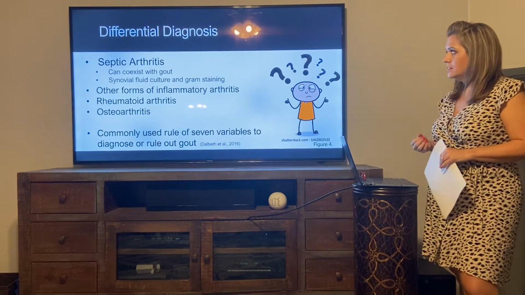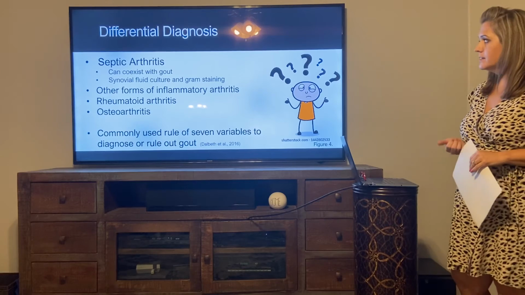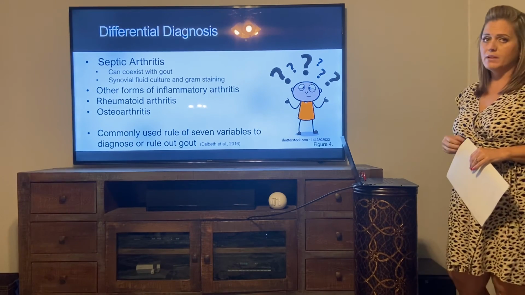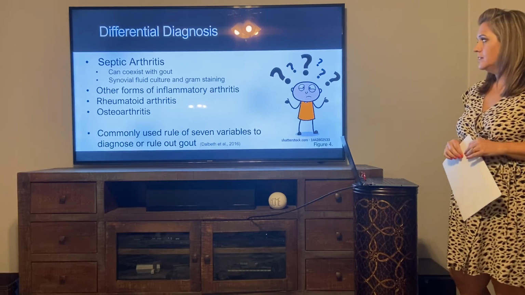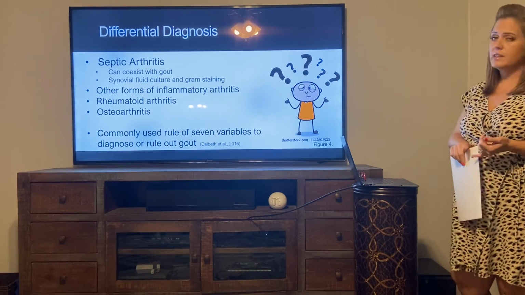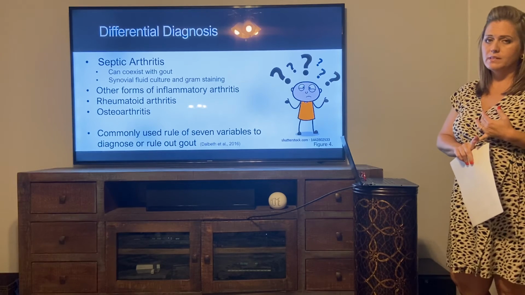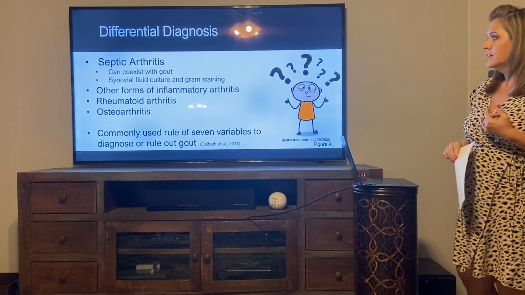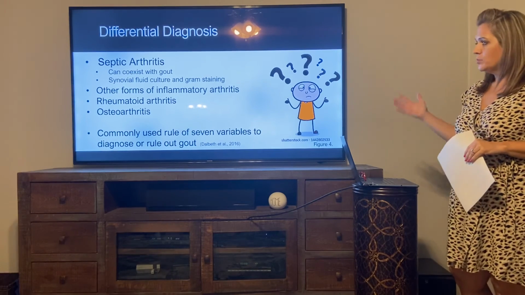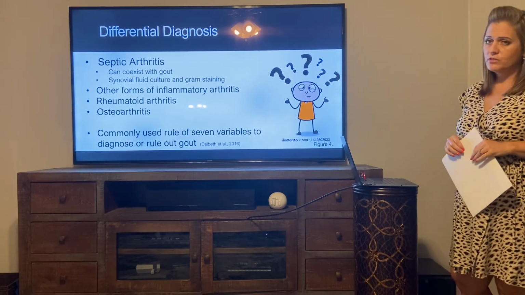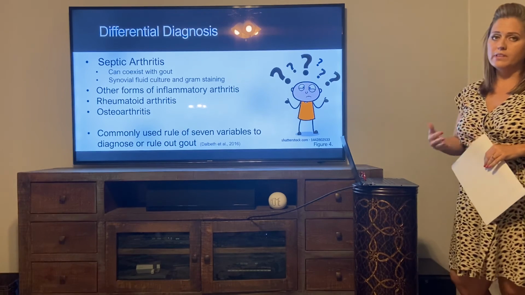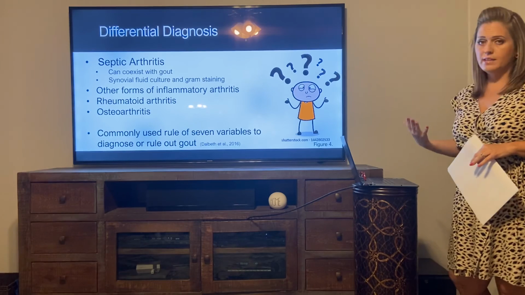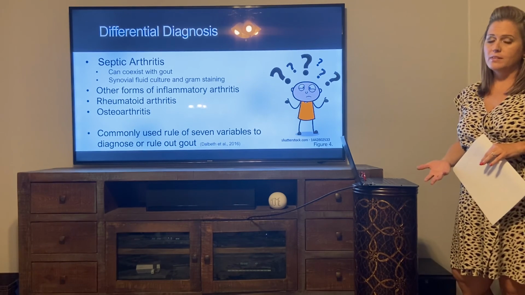Other diagnoses that are possible are septic arthritis, inflammatory arthritis, so really just the whole gamut of arthritis diagnoses, but really just looking at synovial fluid under the microscope is going to be the one way that we are going to diagnose it. And then there's also 7 variables that a lot of family practitioners will use, and if the criteria is met for 4 out of those 7, then they will go ahead and say that yes, you have gout without having to do the aspiration.